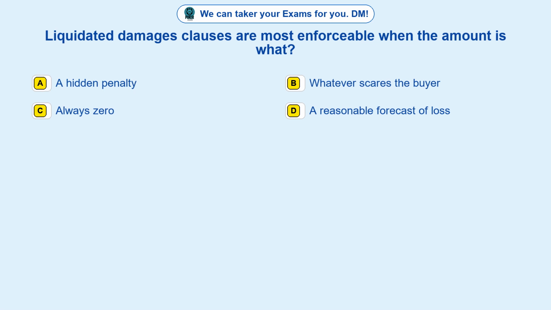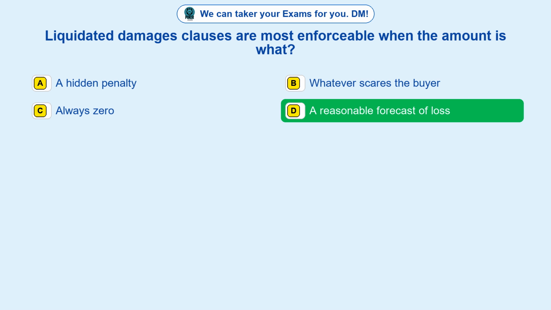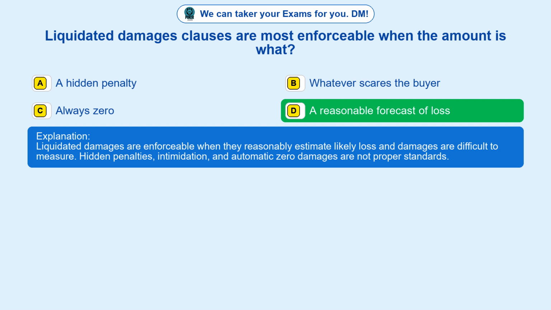Question 18. Liquidated damages clauses are most enforceable when the amount is what? Option A. A hidden penalty. Option B, whatever scares the buyer. Option C, always zero. Option D, a reasonable forecast of loss. The correct answer is option D, a reasonable forecast of loss. Liquidated damages are enforceable when they reasonably estimate likely loss and damages are difficult to measure. Hidden penalties, intimidation, and automatic zero damages are not proper standards.